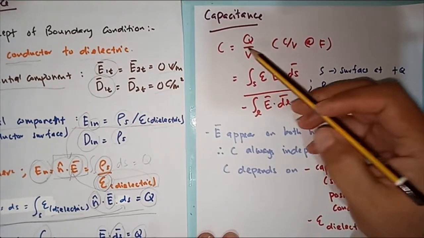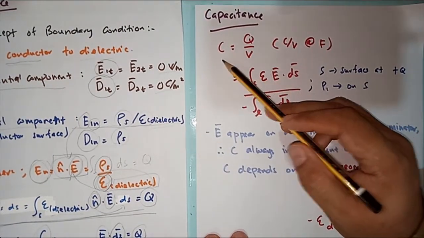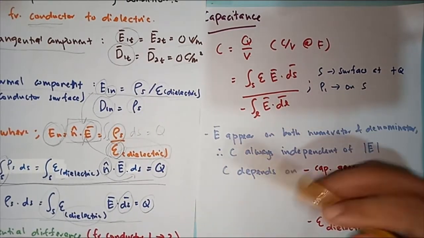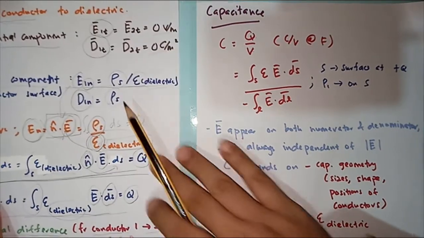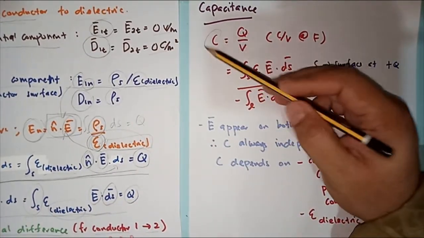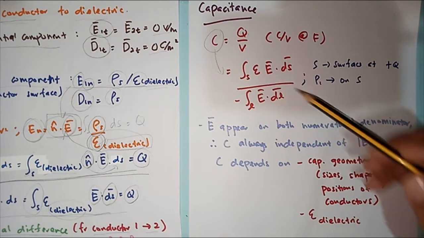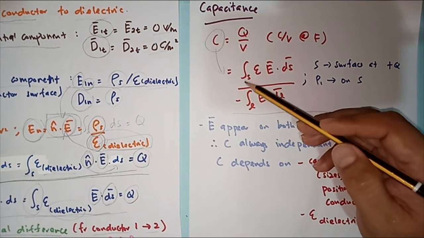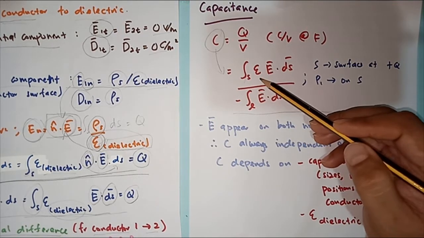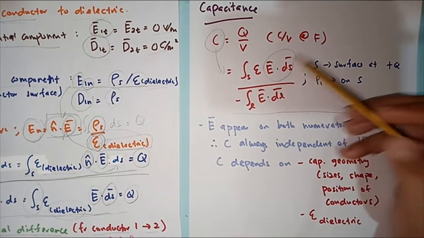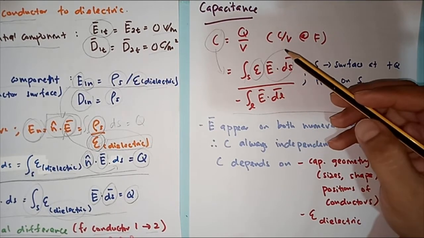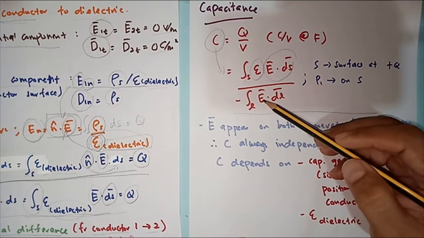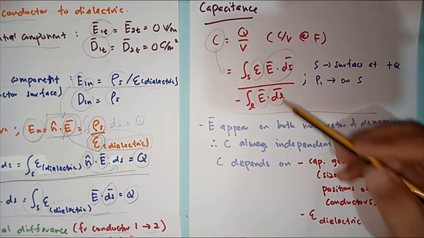Since we have the general expression for the capacitance, C is equal to Q divided by V, and by considering the two equations that we have derived just now, we will have the capacitance value from a field perspective calculated by this expression: the surface integration of epsilon E dot dS, where E is a vector and epsilon is the permittivity of the dielectric, divided by minus the line integration of vector E dot vector dl.